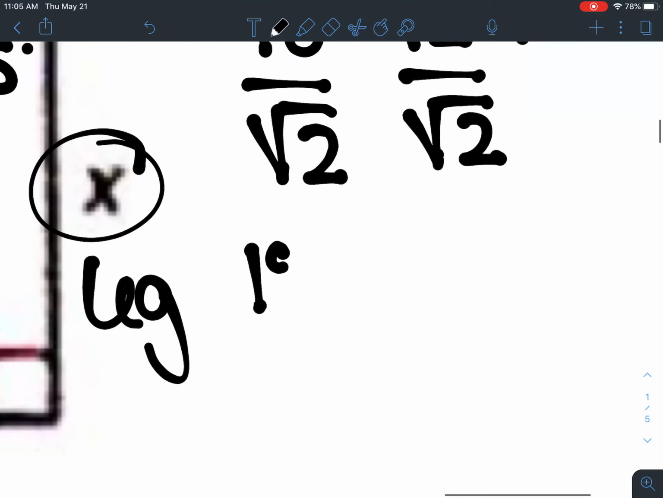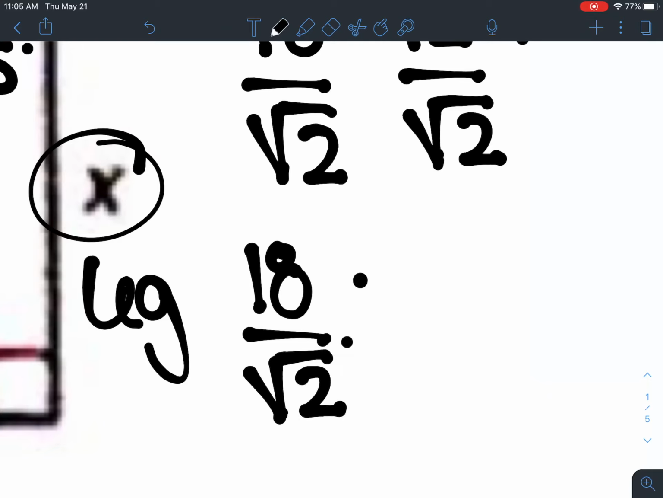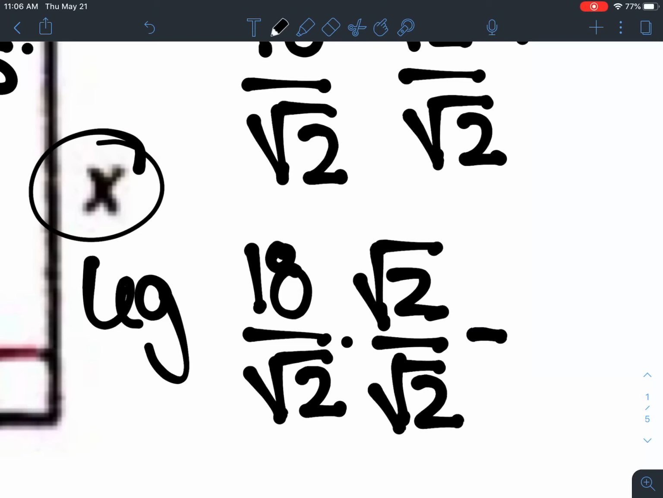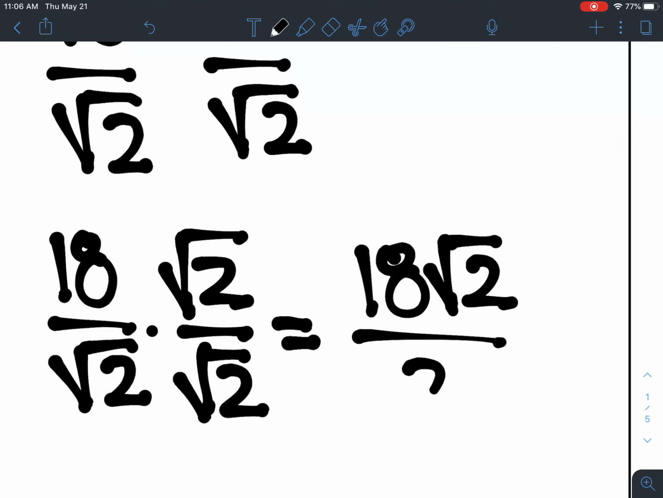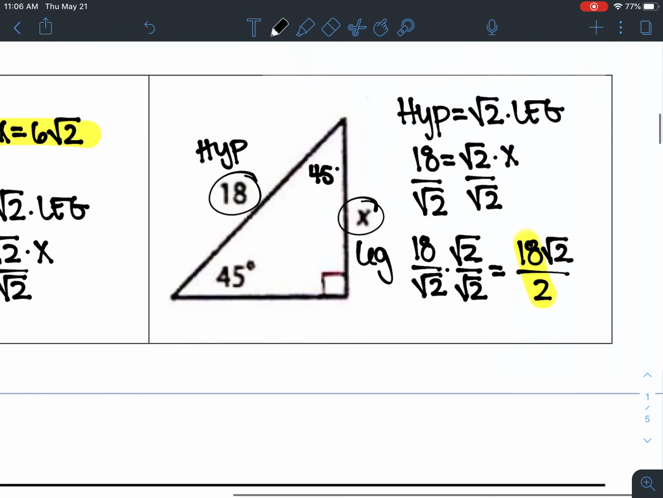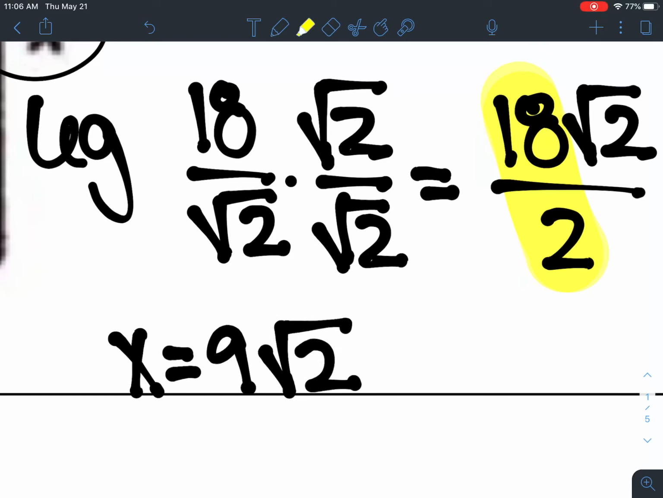So what I have is 18 over the square root of 2. I'm going to multiply by the square root of 2 over the square root of 2. Multiplying straight across, I get 18 times the square root of 2 over the square root of 2 times the square root of 2, which is 2. Looking at the 18 and the 2, both of those are out of the radical. That becomes x is equal to 9 times the square root of 2. And that's your final answer.